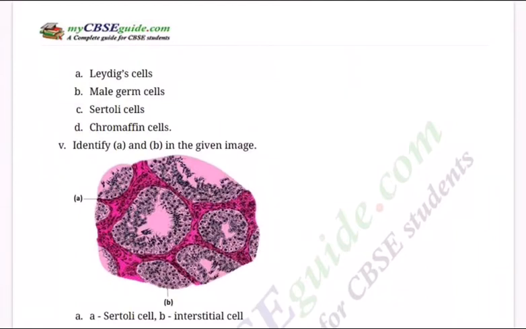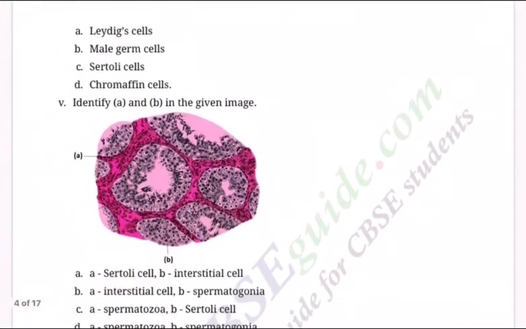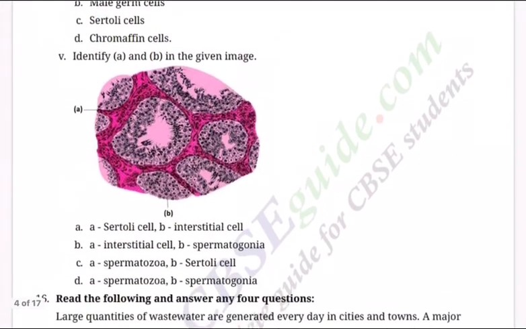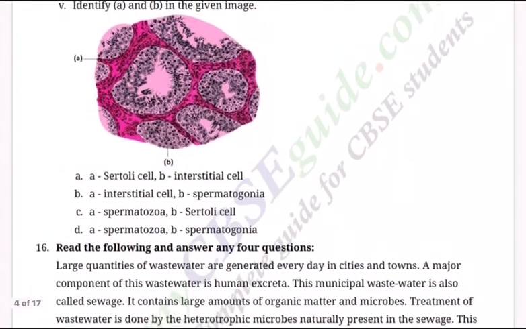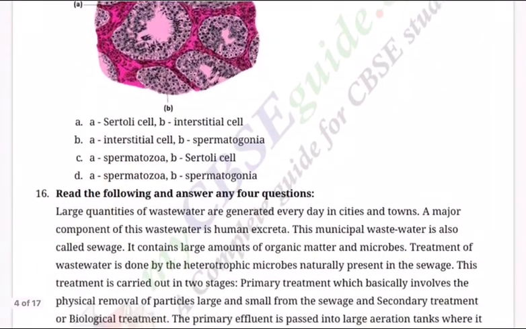Now, question 5 is always a diagram based question. Identify A and B in the given diagram. Now, this is actually a section of testis, right? A. Sertoli cell, B. Interstitial cell. B. A. Interstitial cell, B. Spermatogonia. C. A. Spermatozoa, B. Sertoli cells. D. A. Spermatozoa, B. Spermatogonia. Okay, identify A and B.